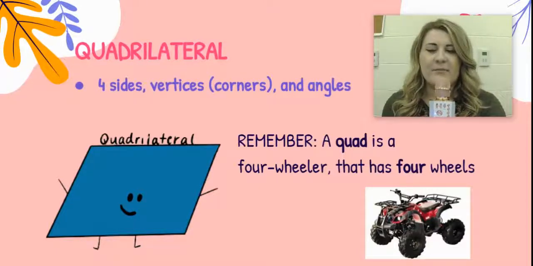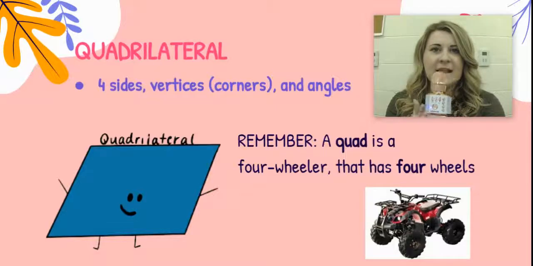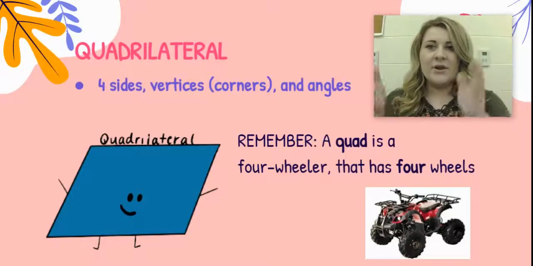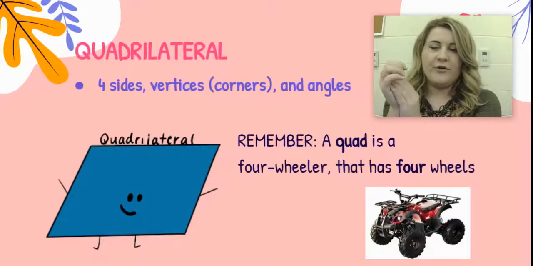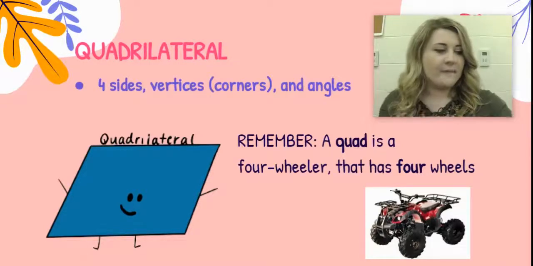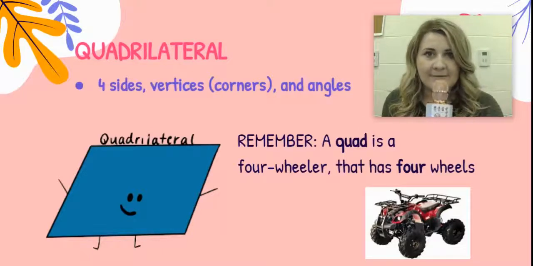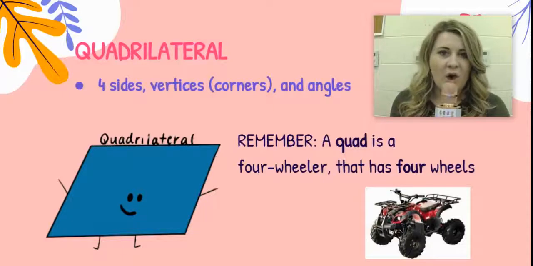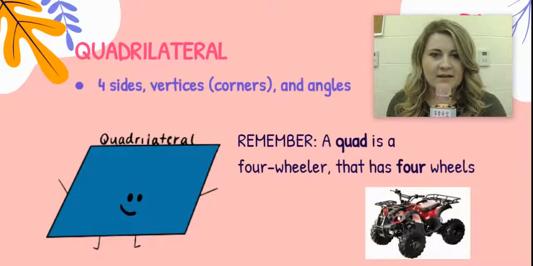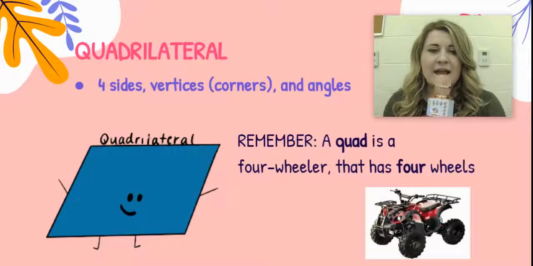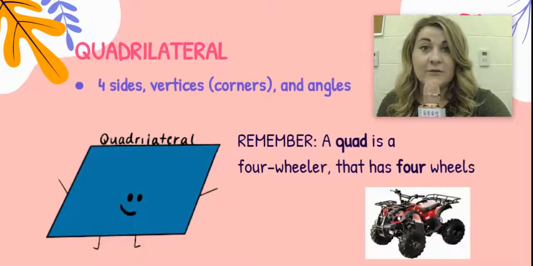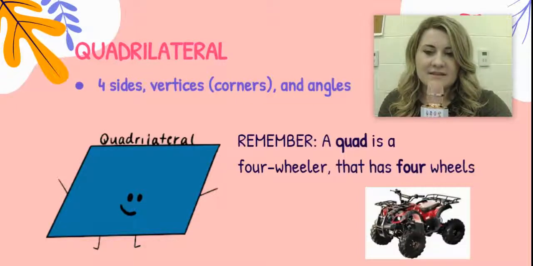So this is how we're going to remember. I want you to say quadrilateral. We're going to have to clap it out because it's a big word. All right, here we go. Quadrilateral. Quadrilateral. I'm going to be calling this a quad because quad is a lot easier to say than quadrilateral. Quad, quadrilateral, whatever you want to call it. A quad is a 4-wheeler, okay? A quad is another name for a 4-wheeler. And how many wheels does a 4-wheeler have? Obviously 4. So that is how we remember this.